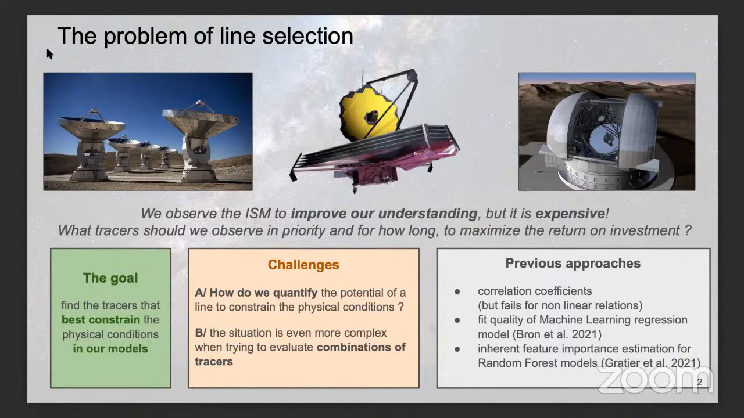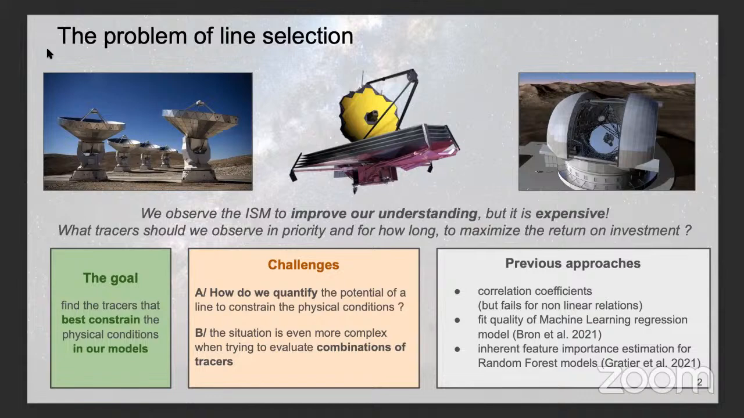But the line being detectable is not the only important point. We also need the line to be informative about the physical variables that are of interest to us, for instance, the gas density, the temperature, or anything. So here our goal is to try to, from astrophysical models, be able to find the tracers that will best constrain the physical variables that we want to infer. And so this poses several challenges. The first one being that we need to find a way to actually quantify the potential of a given tracer to constrain a given physical variable.